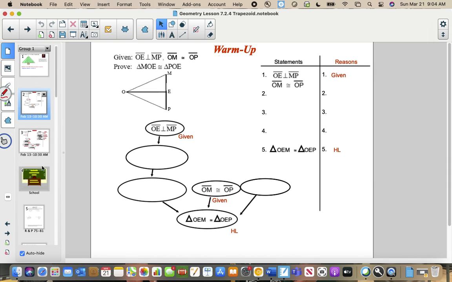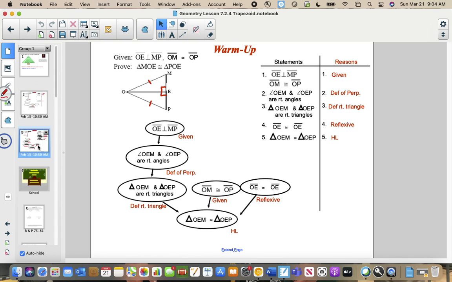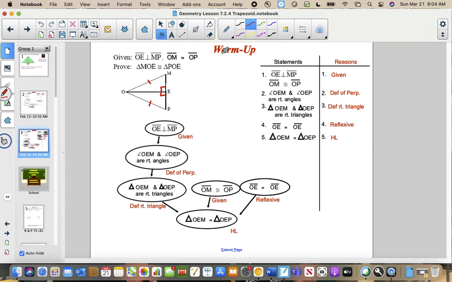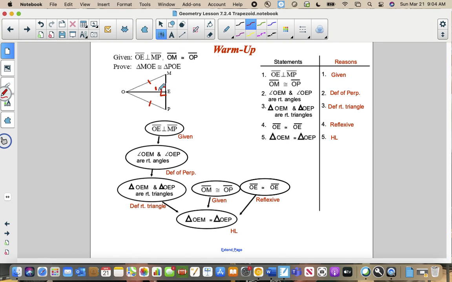Okay, hey, welcome back. See how you did on this. In this one, we were trying to use hypotenuse leg, so we have to use right triangles. Remember, the upside down T means perpendicular. So the first thing I can say is OEM, and if you put down 1 and 2 at these angles right here, that would be fine, instead of OEM and OEP. But those are right angles by definition of perpendicular.